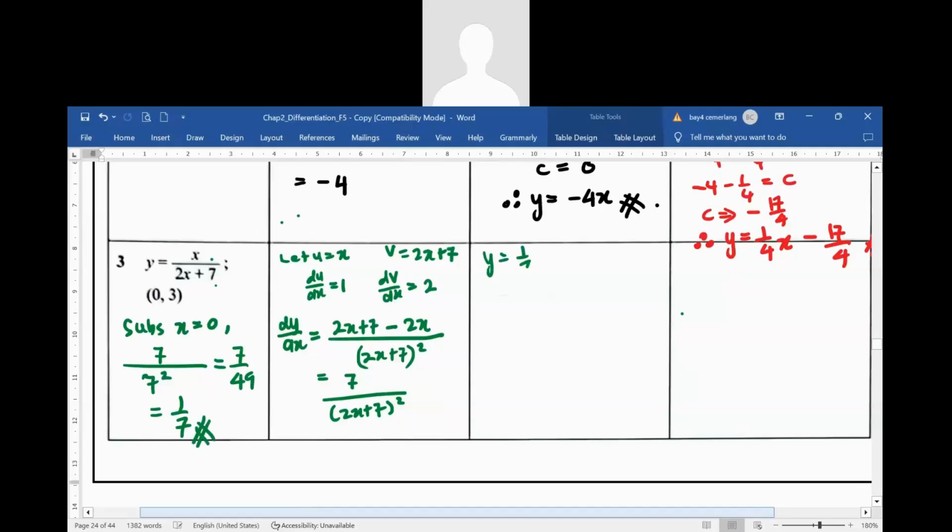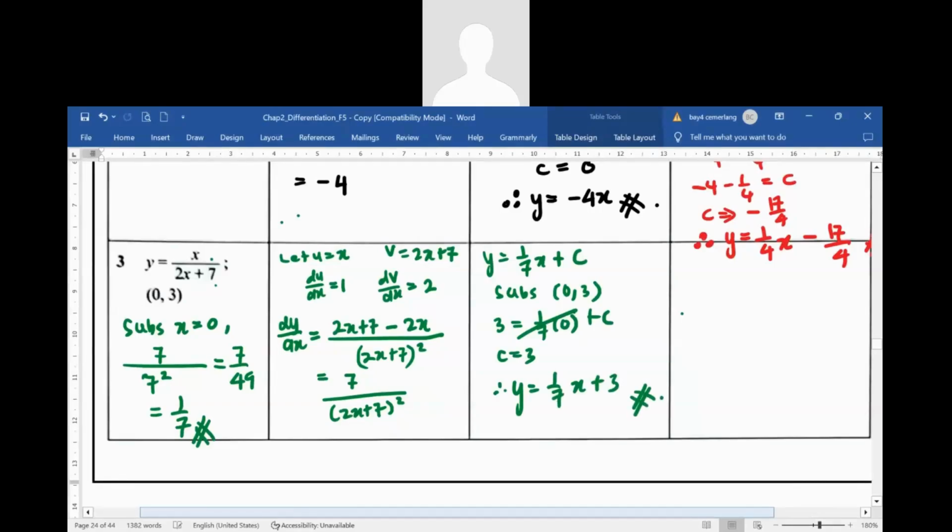So y equals 1 over 7 x plus c. And then substitute (0, 3). So 3 equals 1 over 7 multiplied by 0 plus c. So cut this, c equals 3. Therefore, y equals 1 over 7 x plus 3.